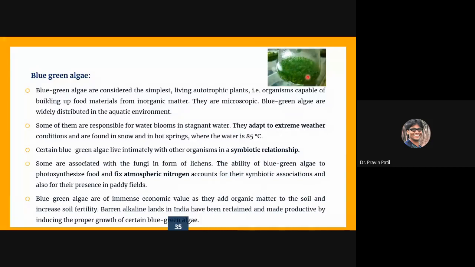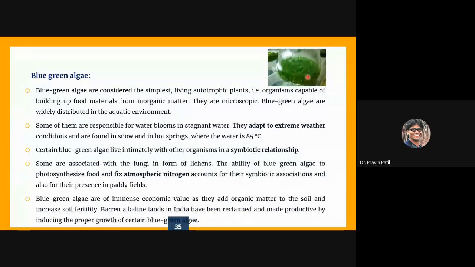This is a type of algae, okay, which is mostly involved in nitrogen fixation. However, it also helps in several growth promoting activities. So they are microscopic, okay, and widely distributed in the aquatic environment. So that green color clumping in a lake that you see is most of the time blue-green algae.